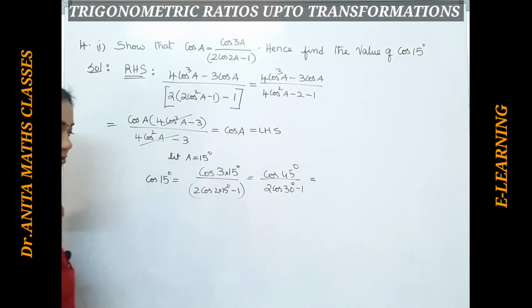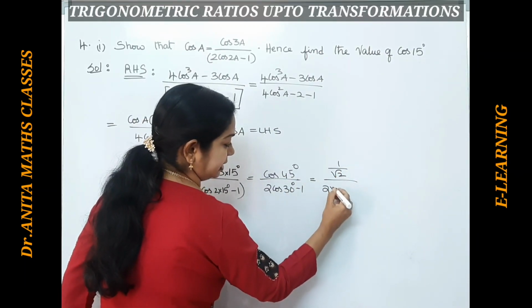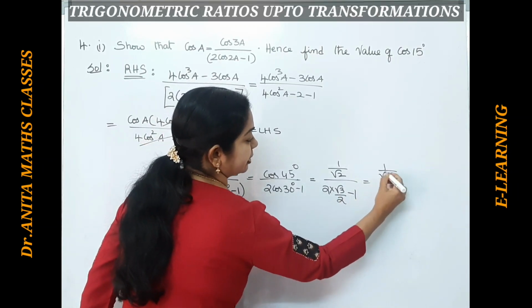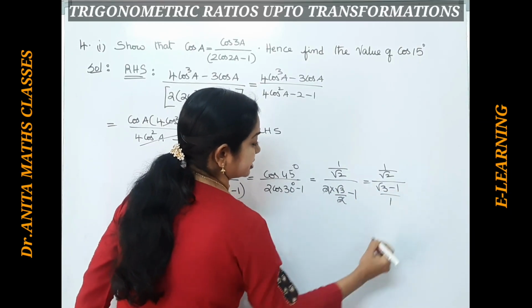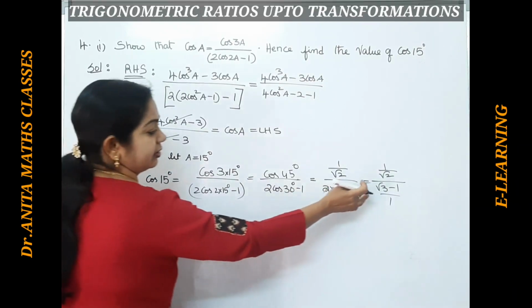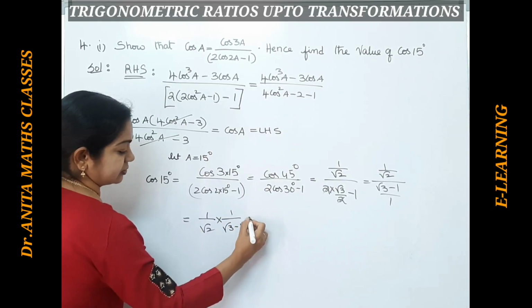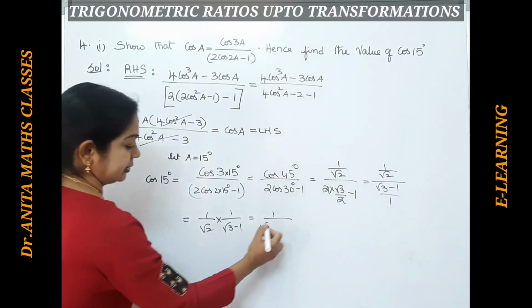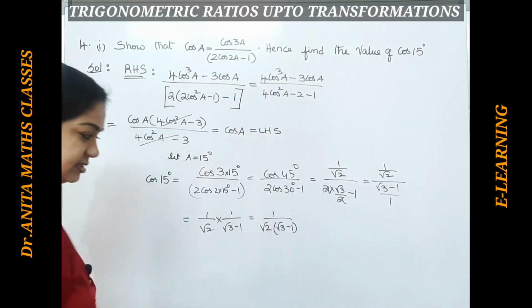So we'll keep the values here. Cos 45 is 1 by root 2. Cos 30 is root 3 by 2, again minus 1. So above is 1 by root 2. Below, the 2 gets cancelled, leaving root 3 minus 1. Now bringing it into 1 by root 2 into, when this comes up, it becomes the reciprocal: 1 by root 3 minus 1. So that is 1 by root 2 by root 3 minus 1. Let us multiply and divide with the conjugate.